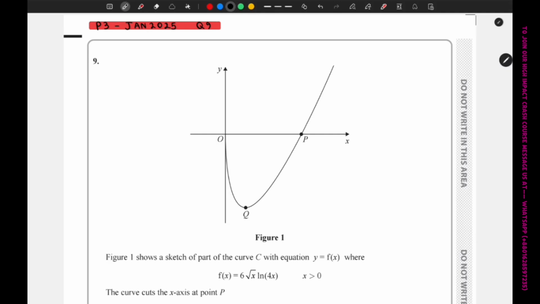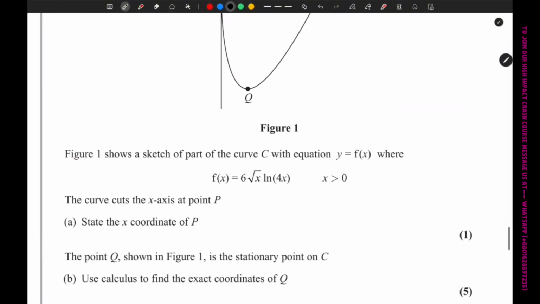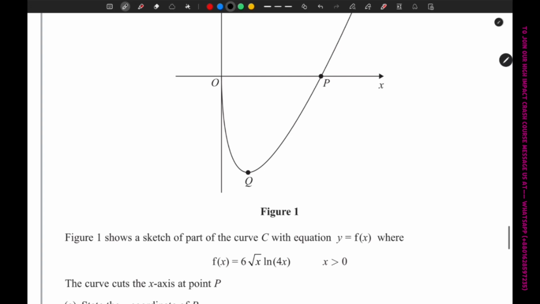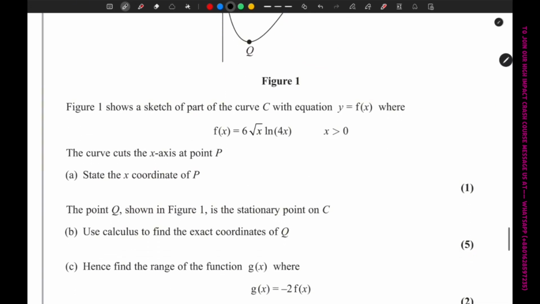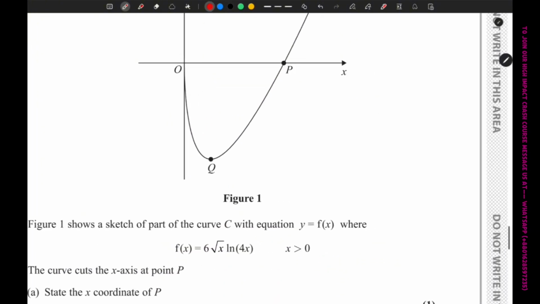So in the previous question, we have solved question 8 of the P3 January 2025 session. Now let's move on to question 9. So we have a function which has the equation y = 6√x ln 4x. Now the curve cuts the x-axis at the point P. Okay, so it's not only at point P, the curve cuts the x-axis at 2 of these points. We just need to state the x-coordinate of P.